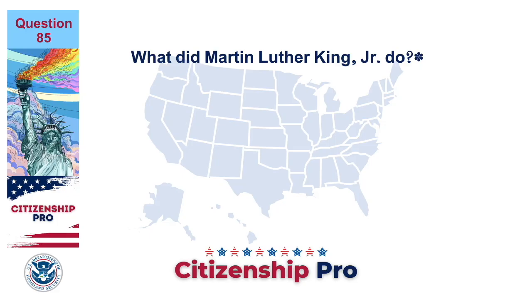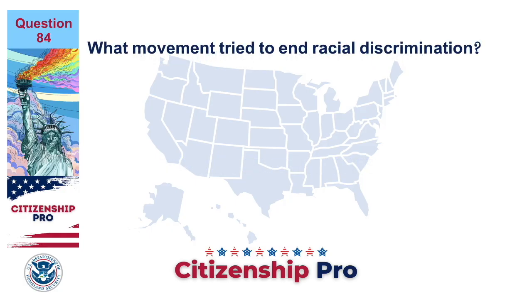What did Martin Luther King Jr. do? Fought for civil rights. What movement tried to end racial discrimination? Civil rights movement.